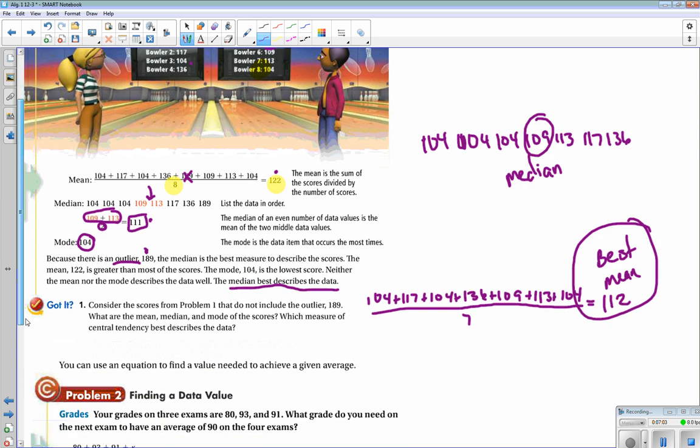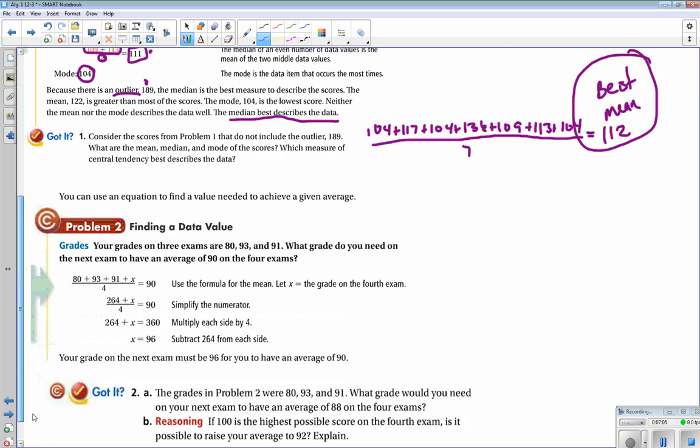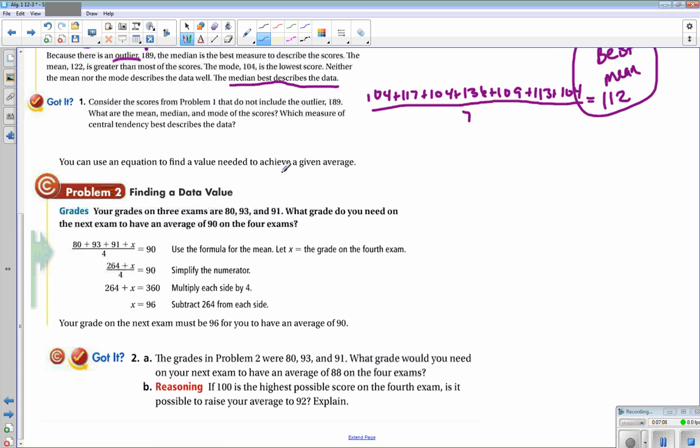All right, you can use an equation to find the value needed to achieve a given average. This really works well when you're calculating grades, and as we're getting to the end of the semester, you guys can do this grade calculation as well. Let's look at the example.